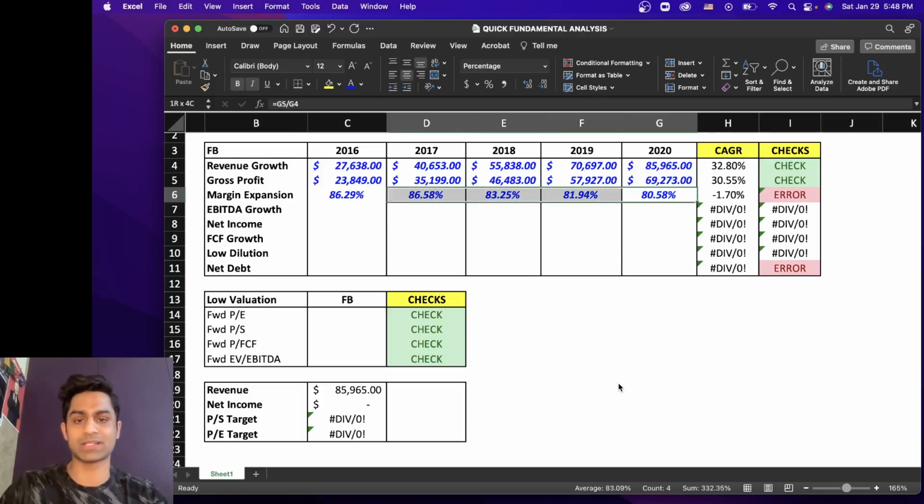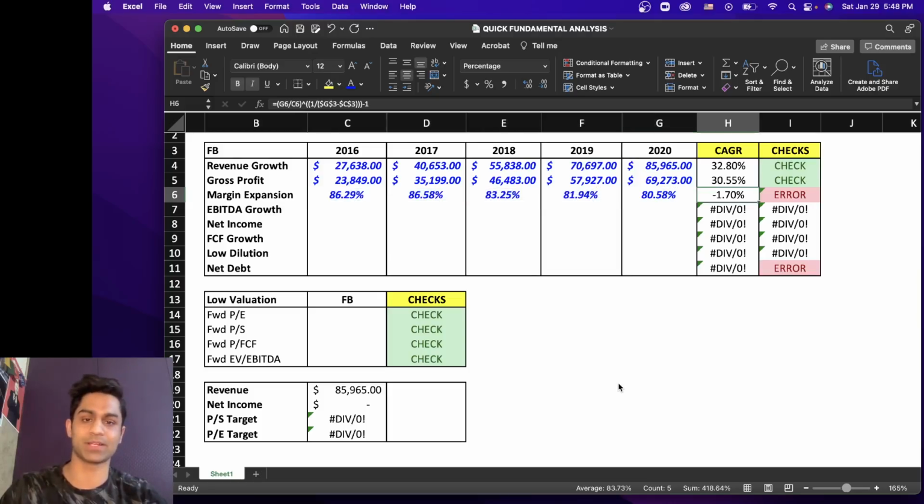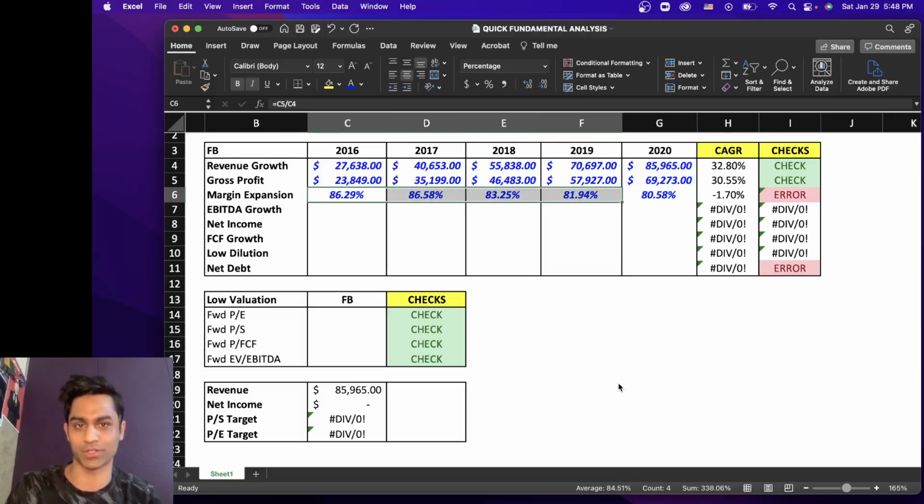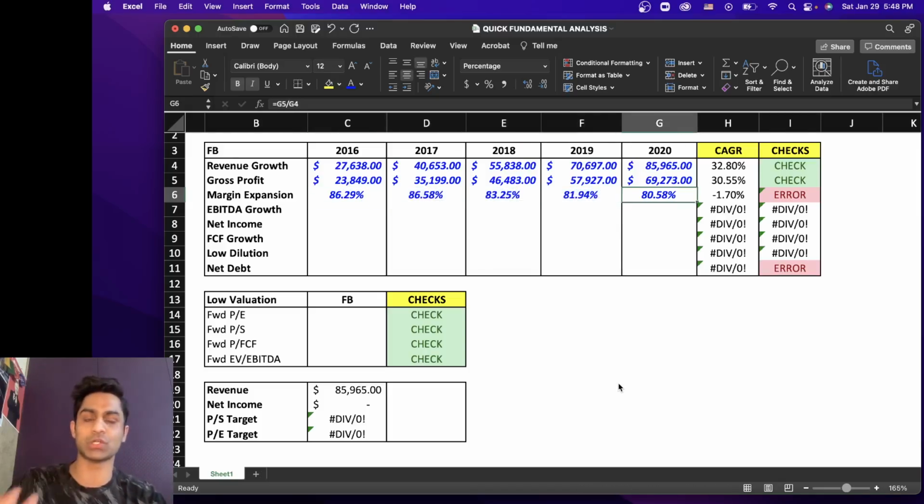But I will let this one slide only because Facebook's gross margin in itself is so high at over 86%. You can't expect the company to go from 86 to 87 to 88 to over 90% gross margins. I mean, that becomes very unrealistic after a certain point. So I'm happy as long as these margins stay above 80% for Facebook.